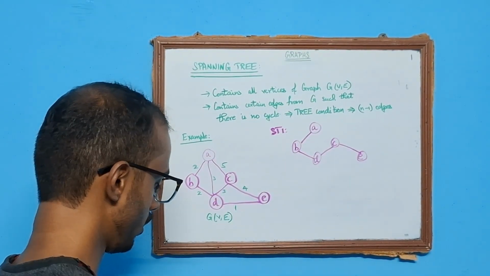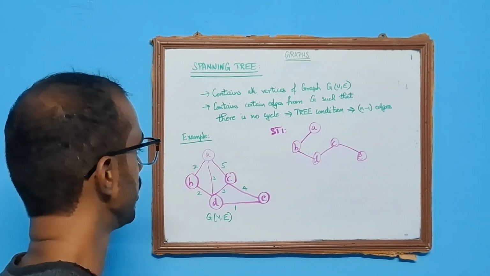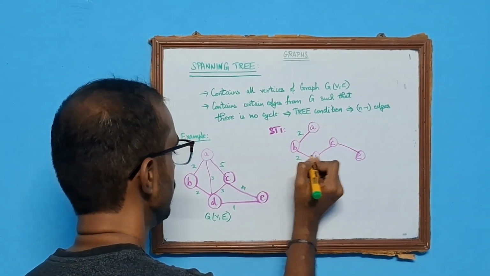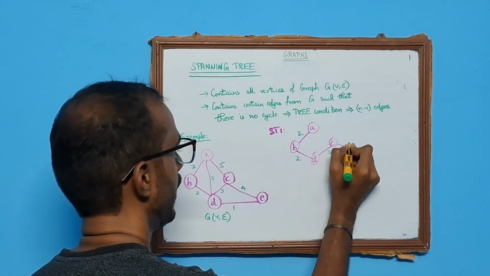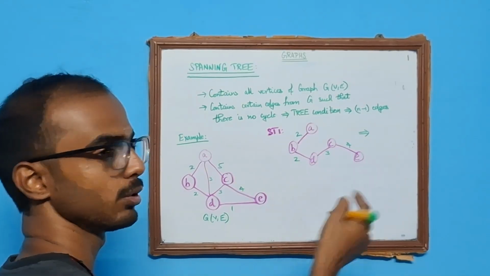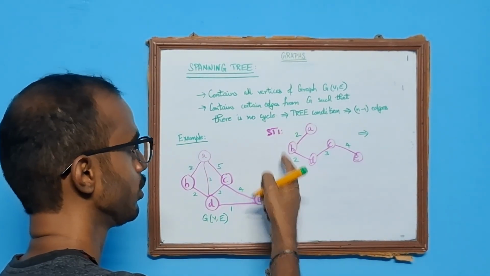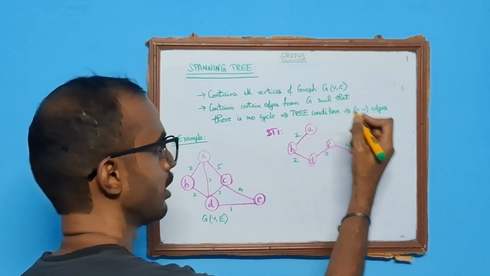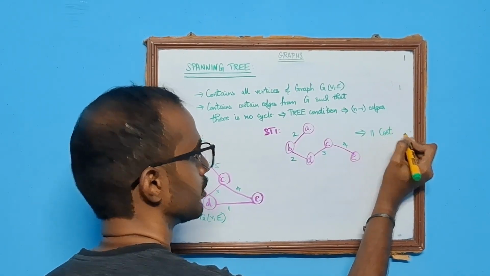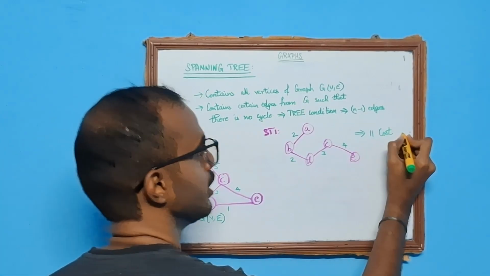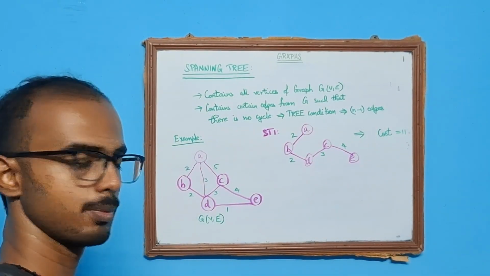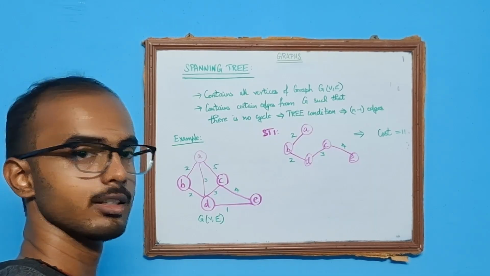Now you will also have to put the weights on this: 2, 2, 3, and then 4. So this spanning tree's total weight will be the addition of the edges, right? 2 plus 2 is 4, plus 4 is 8, and the total is 11. So 11 is the cost for traversing the spanning tree.